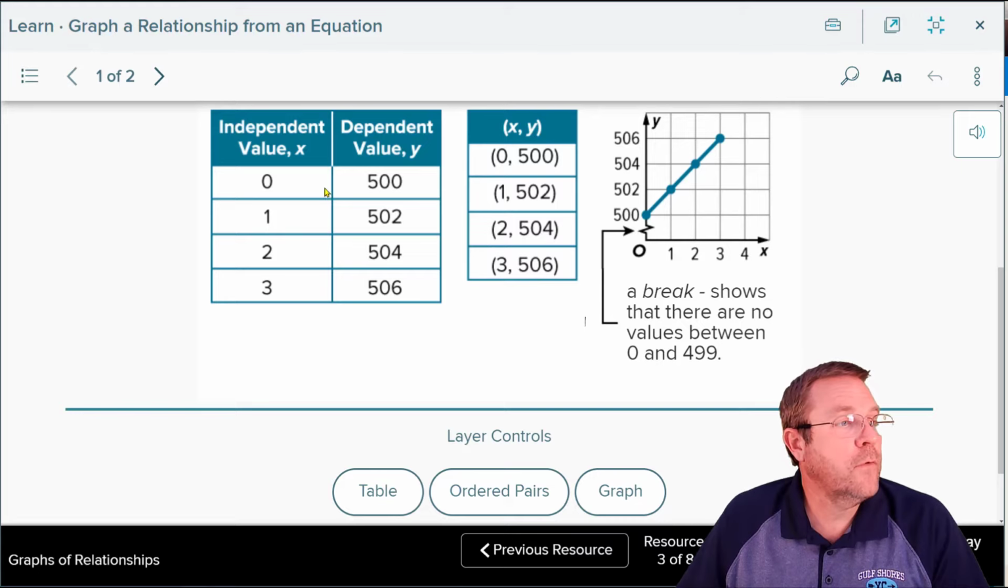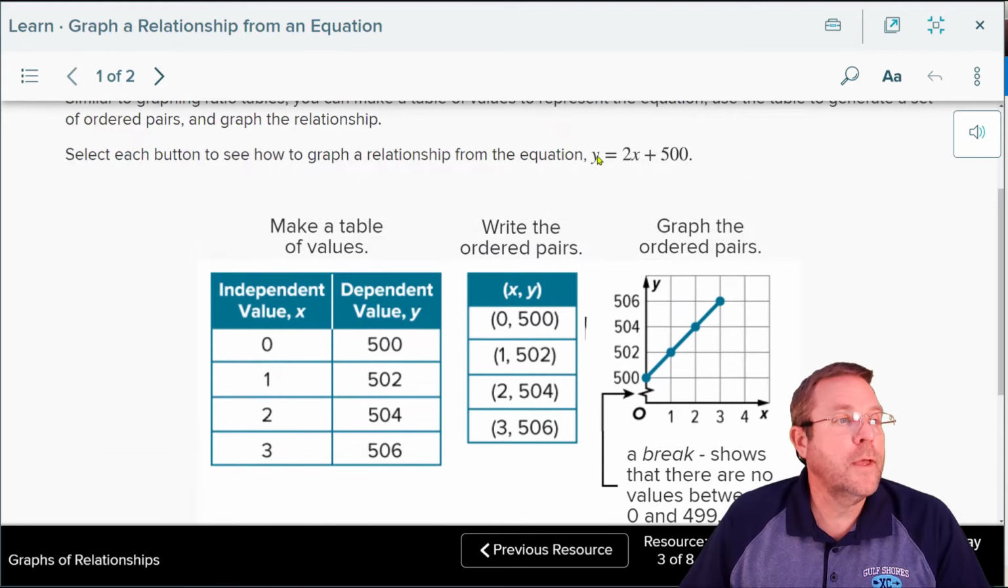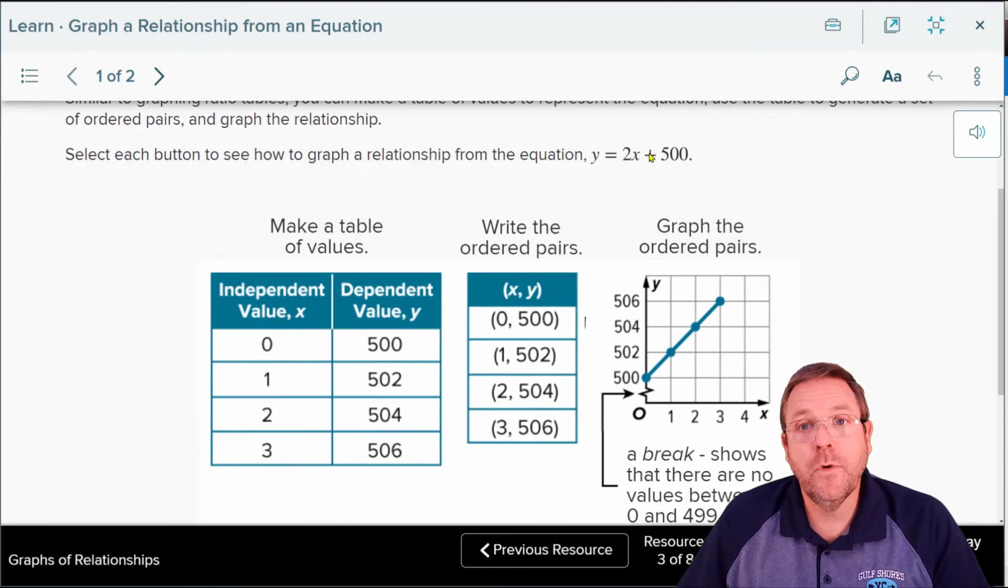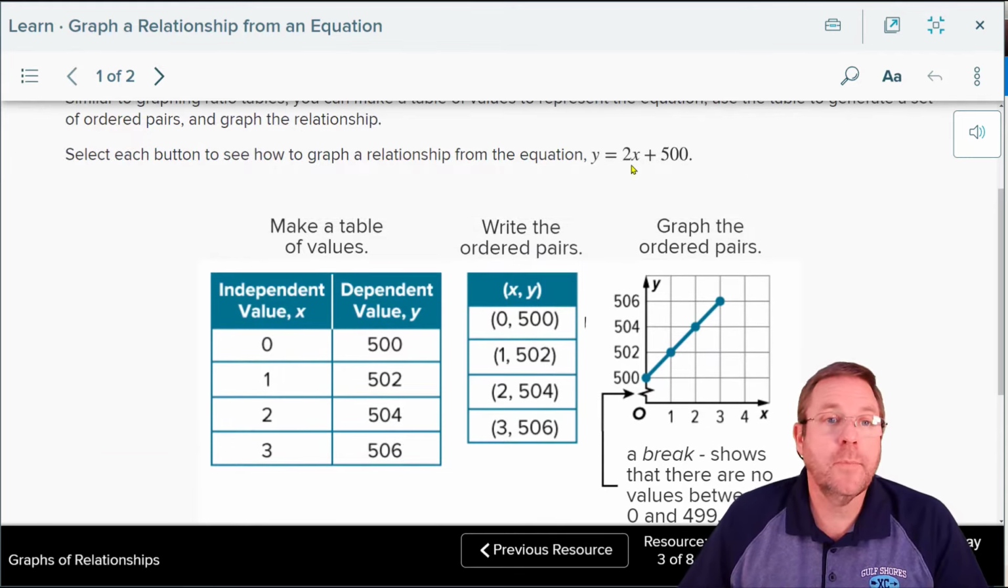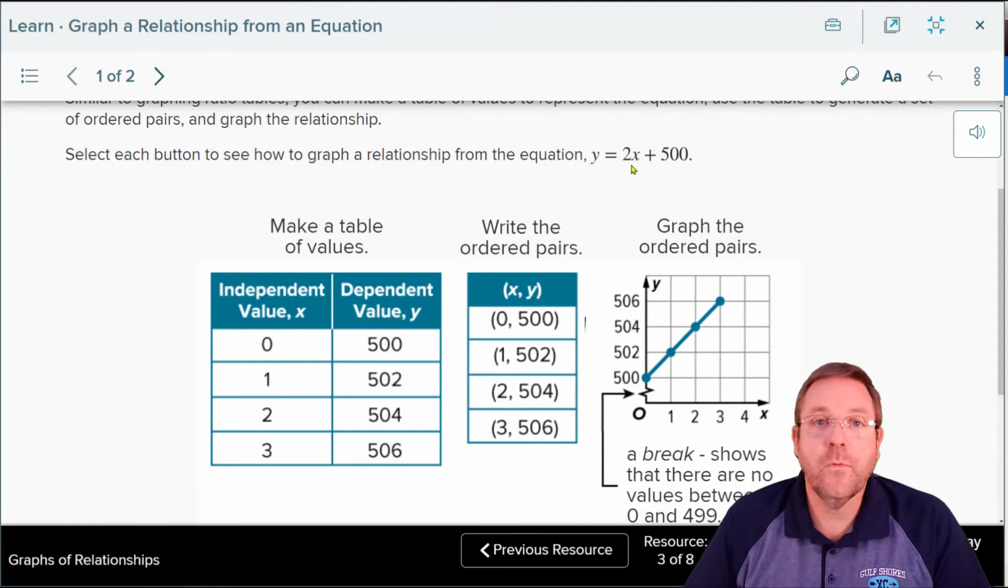So here we have our data as a table, we have our data as a set of ordered pairs, and we have our data as a graph. And I should add that all of that data came from this original equation, y is equal to 2x plus 500. So we're actually representing that information 4 different ways.